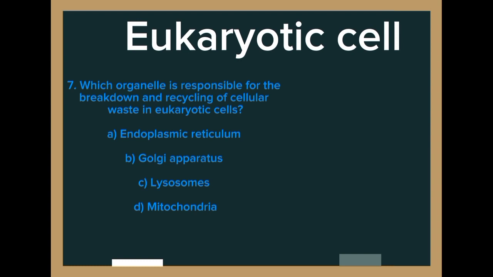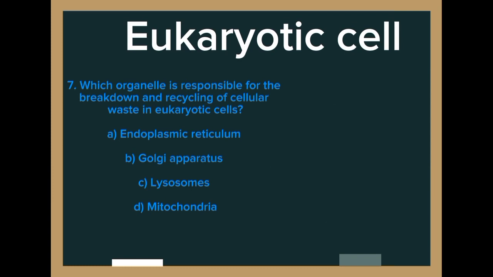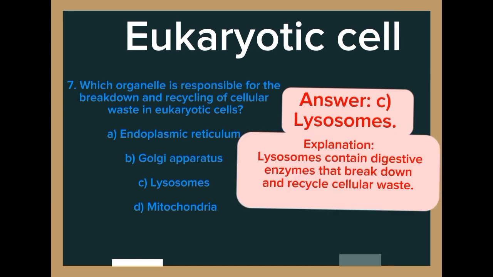7. Which organelle is responsible for the breakdown and recycling of cellular waste in eukaryotic cells? A. Endoplasmic reticulum. B. Golgi apparatus. C. Lysosomes. D. Mitochondria. Answer C. Lysosomes. Explanation. Lysosomes contain digestive enzymes that break down and recycle cellular waste.